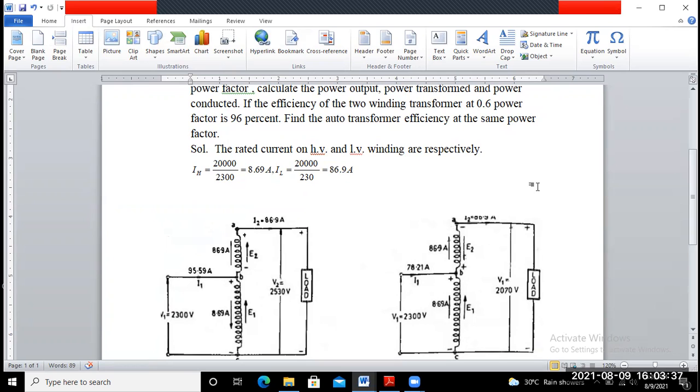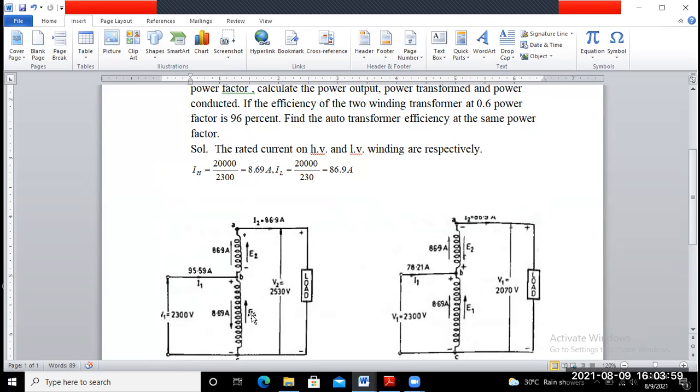So if you consider the LV and HV winding connection, they are similar to this one. That means the HV side connection is how much? 2300 volt, and the current flowing in this winding is nothing but 8.69 ampere. That means this one is positive and this one is negative polarity. So current is flowing from higher potential to lower potential.